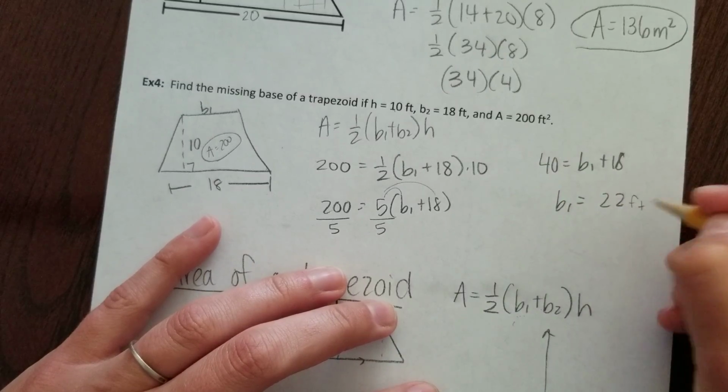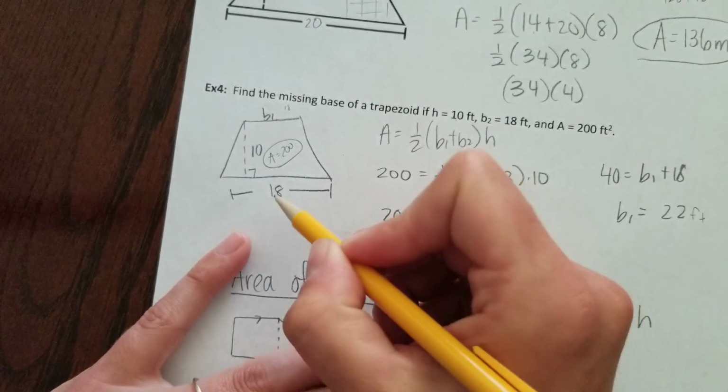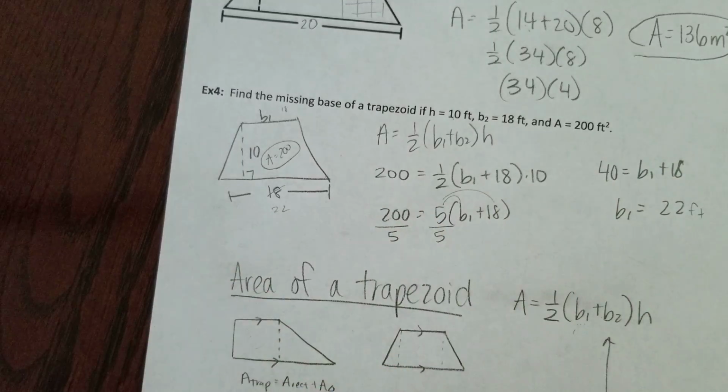Now you can see from my picture, my base 2 actually was the shorter of the two bases. So this one should have been the 18, right? And then that would make this 22. Since we didn't know what the picture looked like, we had to make an educated guess. And so that's just what happened. Base 2 will not always be your long one. Base 1 will not always be your short one.